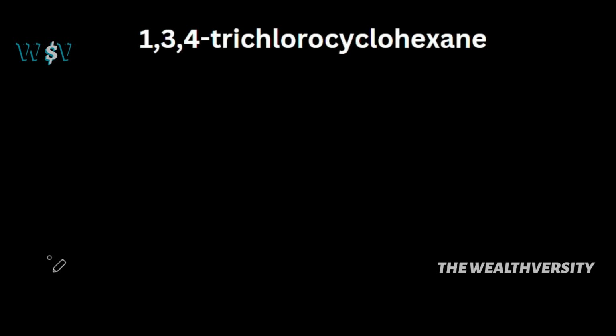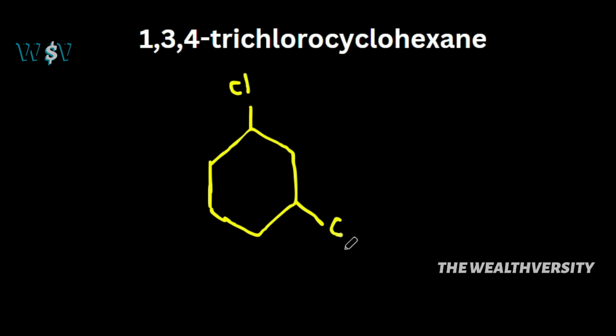For drawing a cyclic structure, it's the same process. Let's do an example. Say we have 1,3,4-trichlorocyclohexane. First of all, we know the parent chain is cyclohexane, so we draw a hexagon. Next, we have 3 chlorines, so you can start the chlorines wherever you want as long as it follows the same position numbers. So I will put the first chlorine here, then we have no chlorines at carbon number 2. So I skip to carbon 3 and 4 where they both have chlorines, and here you go, nice and simple.